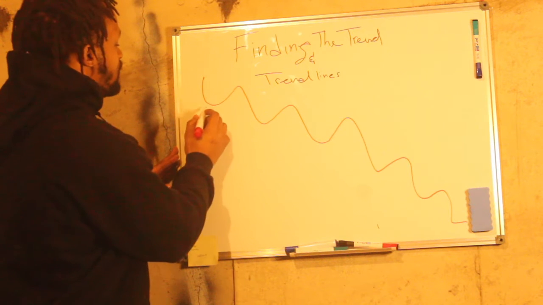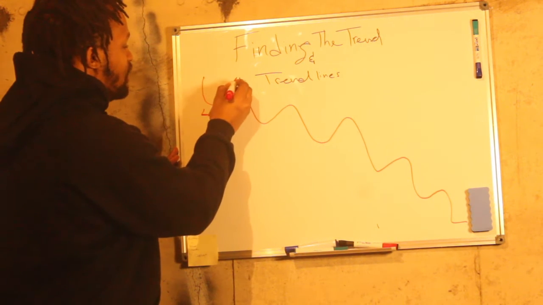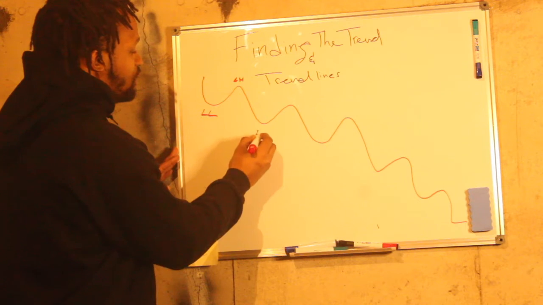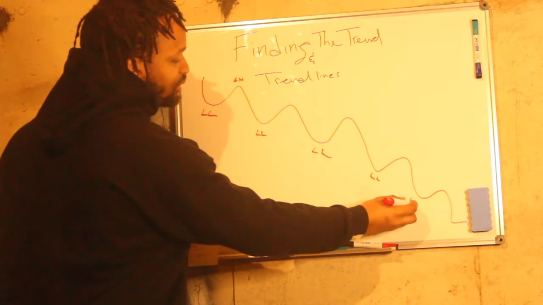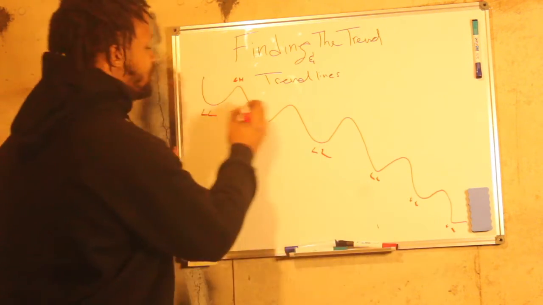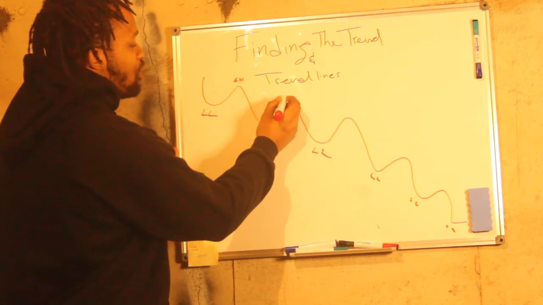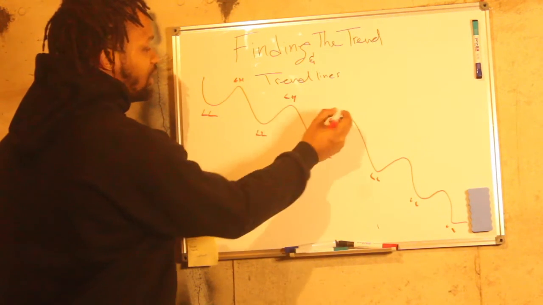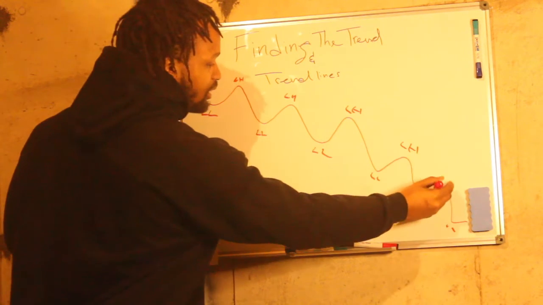So right here we have a lower low, we have a lower high, LH, lower low, lower low, lower low. And these are just the bottoms of it. Now the top portions are going to be the lower highs. Lower high, lower high, lower high, lower high.